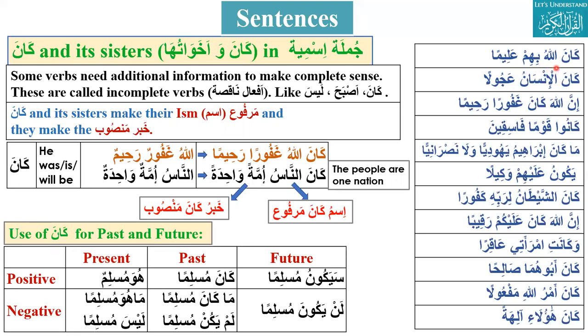Kana Allahu bihim aliman. And the translation will be: Allah is all knower. Allah is always knower of them. Yeah, the translation will remain the same. So with kana, there is no change in the translation. Kana means he is, that is replaced. Allah is.